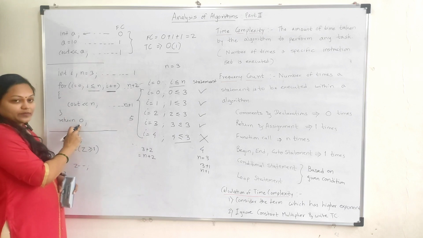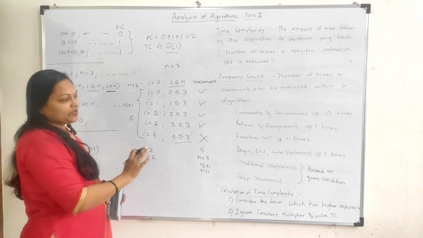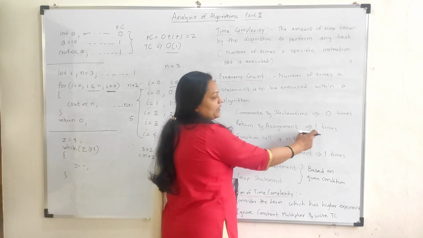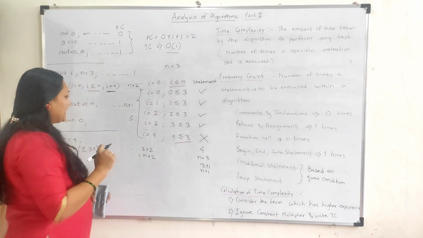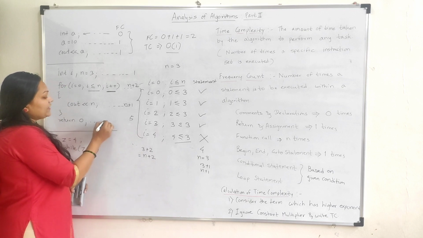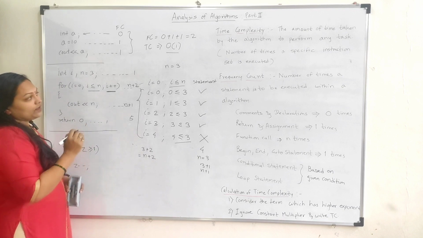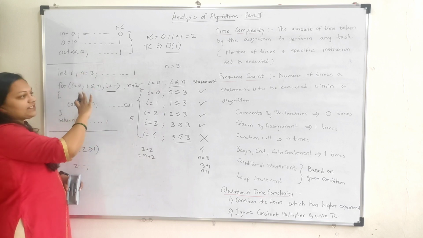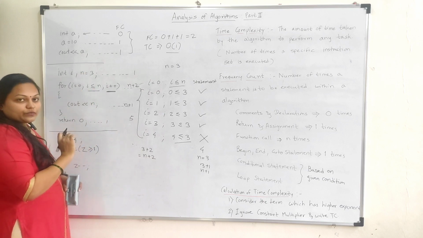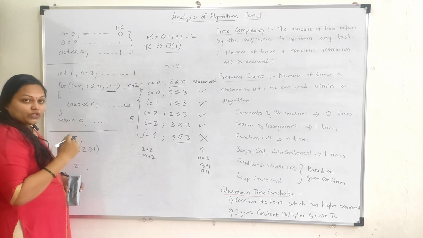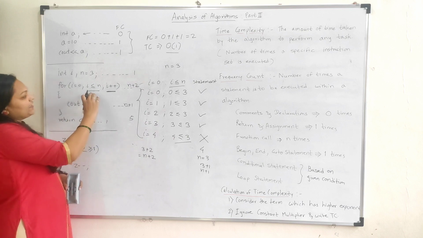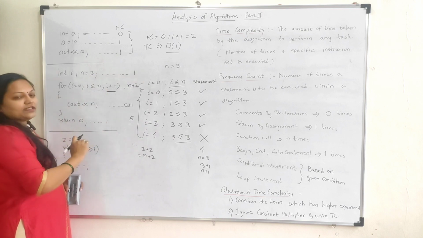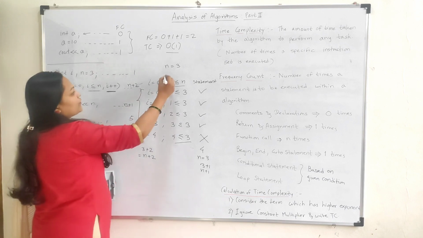Now consider this statement. This statement is the return statement. So the return statement, how many times will it execute? 1 time. So this statement will execute 1 time. Now this is the frequency count for each and every statement of this code. Now how can we calculate the total frequency count? For that we need to add all these frequency counts.